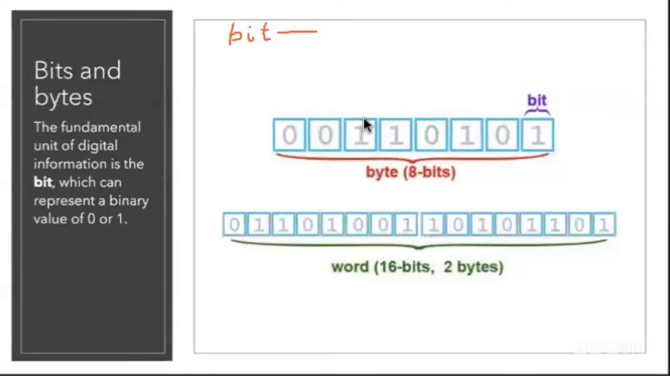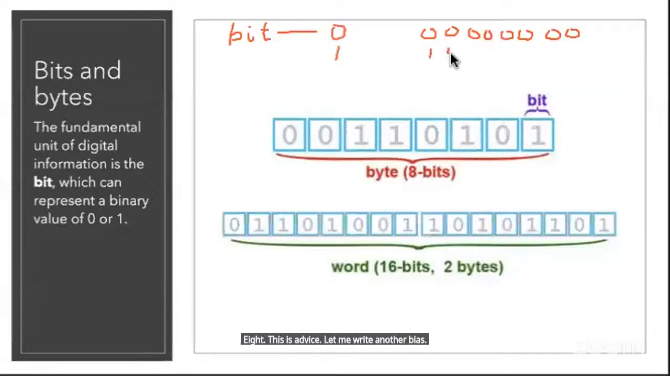can represent only 2 distinct values. A bit can be 0. A bit can be 1. Only distinct. But a byte is made up of 8 bits. So see now, this is a byte. 1, 2, 3, 4, 5, 6, 7, 8. This is a byte. Let me write another byte. 1, 2, 3, 4, 5, 6, 7, 8.